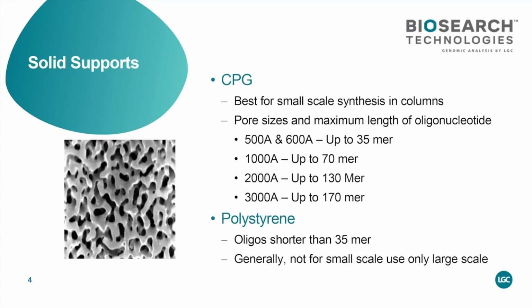So here's a little guide to the sizes for the size of oligo you want to make. So 1000 angstrom, you can do up to 70 mer, 2000 angstrom up to 130 mer, which is good for CRISPR applications, guide strands. And then 3000 angstrom, you can go up to 170.